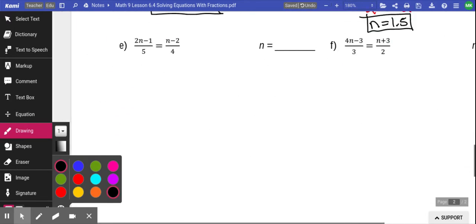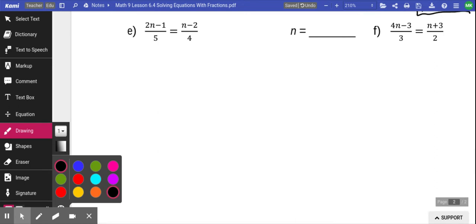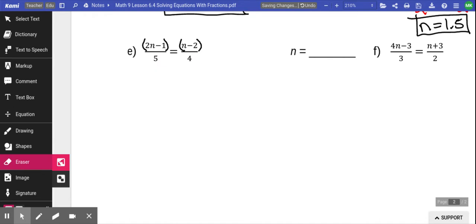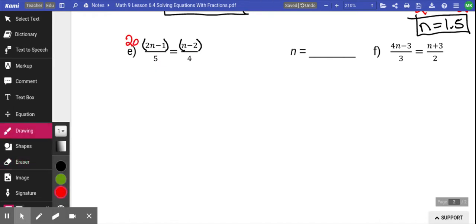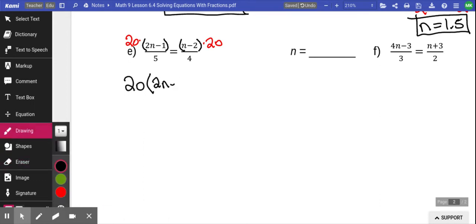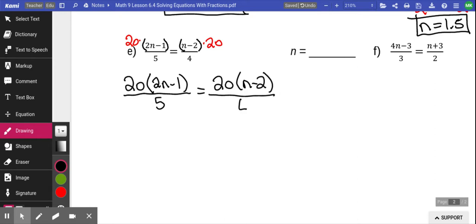All right, E. If I look at E, first thing I see is that I have fractions, and I also see that I have binomials in my numerator. So I'm going to put brackets around everything. The next thing is I'm going to look at my numbers and be like, okay, I have 5 and 4. What's a number that 5 and 4 could both divide into? They both could divide into 20. So I times everything by 20. On the left-hand side, that means I have 20 times 2n minus 1 divided by 5. And on the right-hand side, I'm just going to rewrite it so the 20 is out front. But I have 20 times n minus 2 over 4.